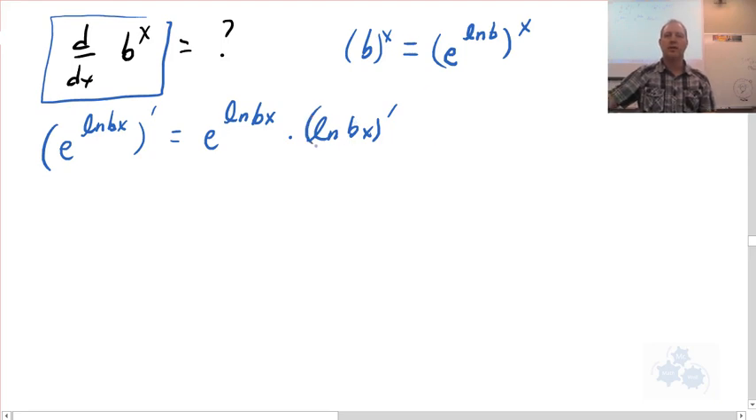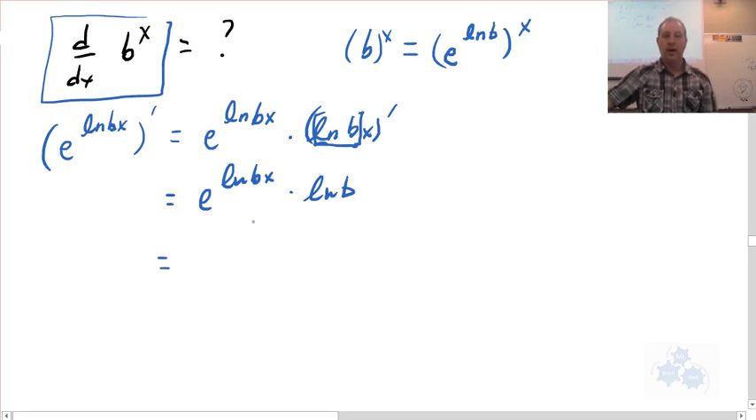And so here's what I'm saying. This is actually a constant. So this is e to the ln bx times ln of b, because remember, it's just a constant times x. Take the derivative with respect to x, you just get ln b.